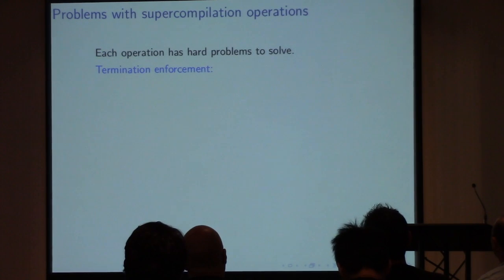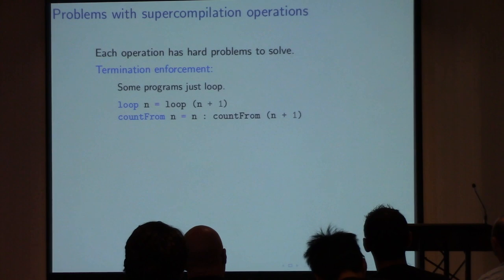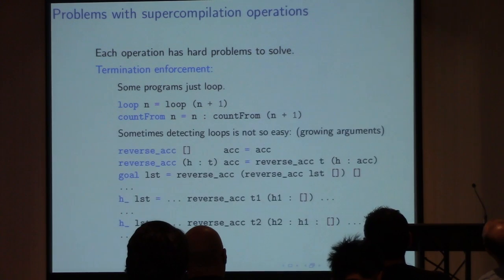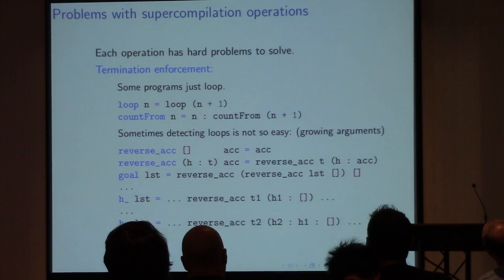The problem with termination enforcement: there are some programs that just loop. In this case, we need to stop. So this is why we need it. But sometimes detecting loops is not so easy.